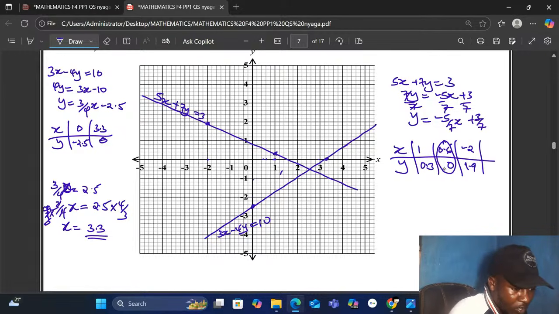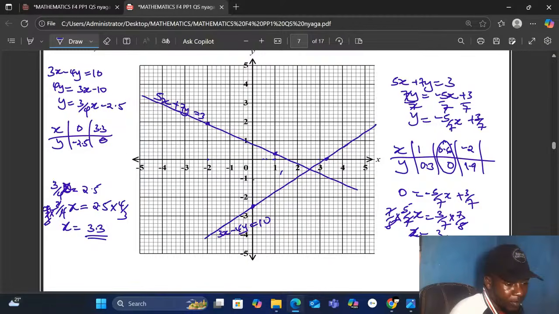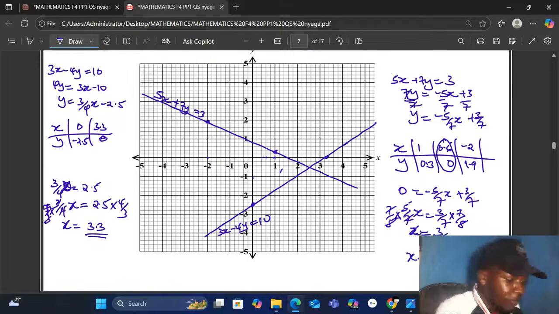On the other side, you take y as 0. When you take y to be equal to 0, we shall have 0 equals -5 over 7, then x will be equal to 3 over 7. Now 7 over 5, 7 over 5. So this one will be the value of x, and the value of x on the other side, 0.6.